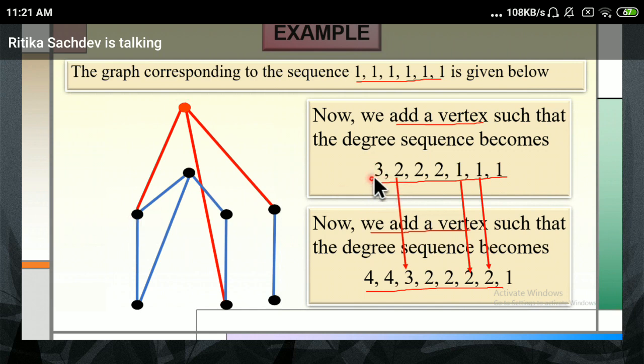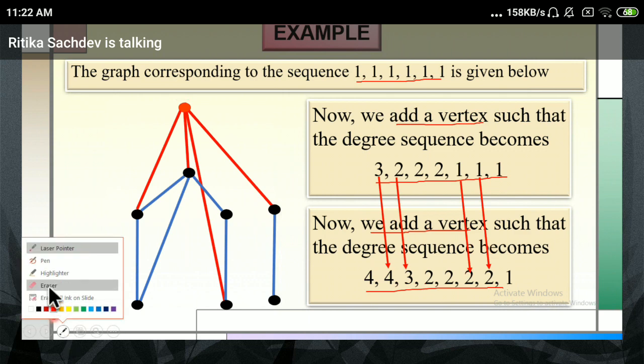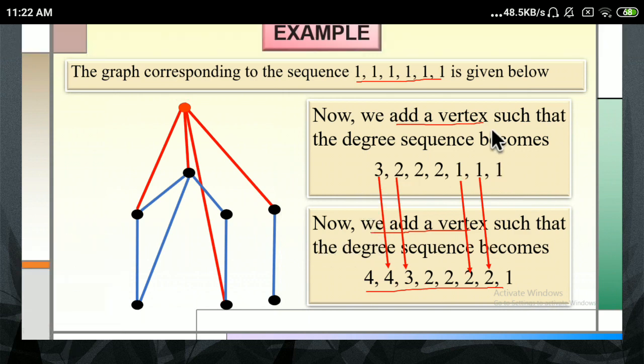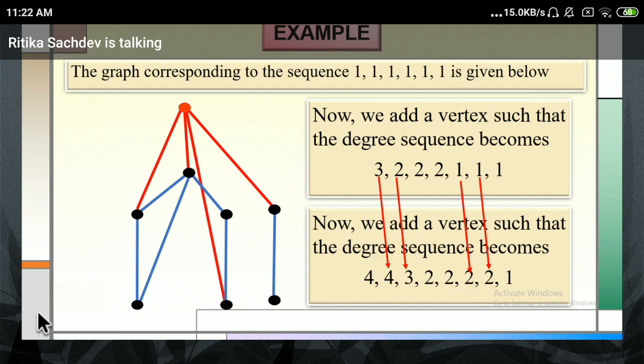Now next what happens? The vertex whose degree was 3 is becoming 4. So the vertex whose degree is 3, check, this is the only vertex whose degree is 3 in the blue graph. So I'm joining this. In the process, this new vertex, its degree has become 4. So now my degree sequence has become 4 4 3 2 2 2 2 1. Is this point clear? If you have any doubt, please ask.